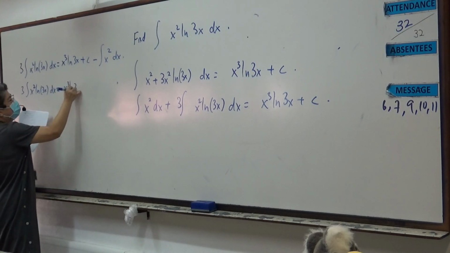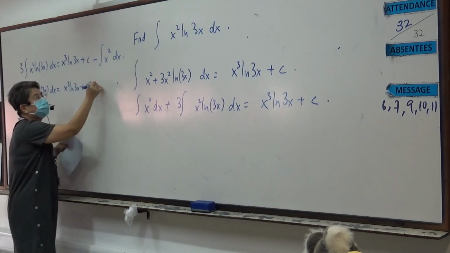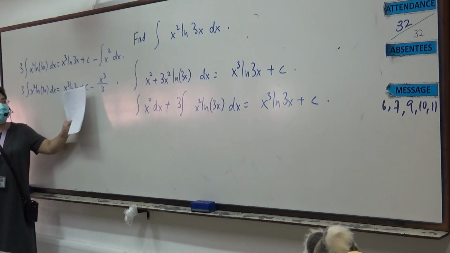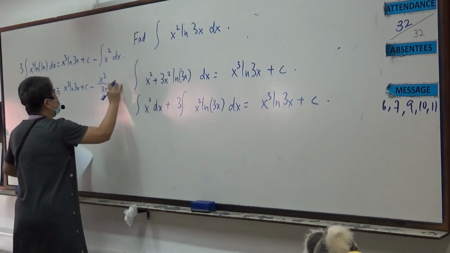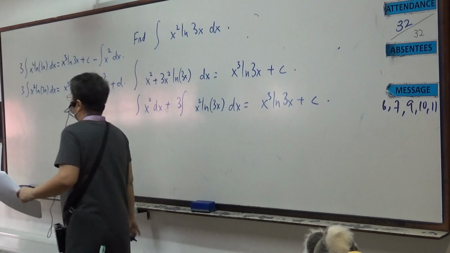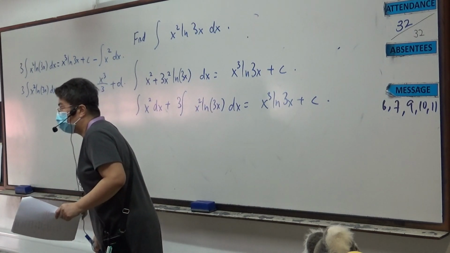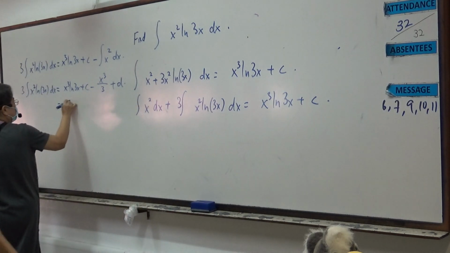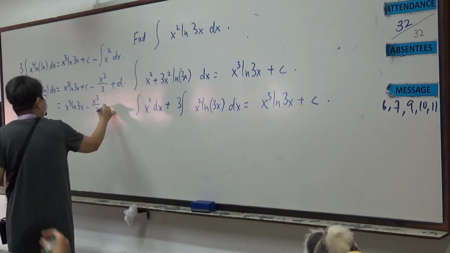x cubed ln 3x plus c minus, now, if I integrate this one, will it become x what? x cubed over 3, right? Then, after that, I must plus this one, right? Correct now, class? Yes or no? Okay. Now, let me just simplify this one first. This is x cubed ln 3x minus x cubed over 3.